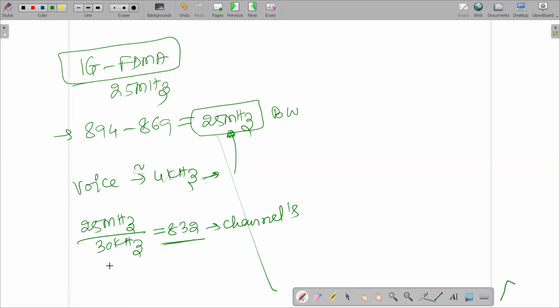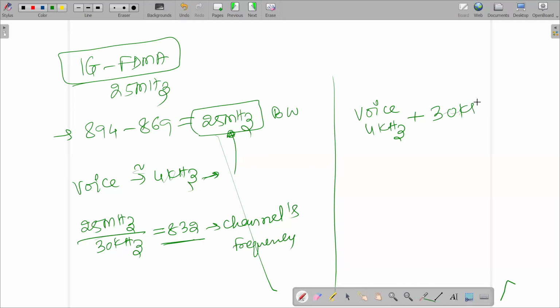Channels, 832 channels of each 30 kilohertz. Okay. So here my voice is at 4 kilohertz, but this 4 kilohertz I cannot directly transmit, so I use this channel frequency to transmit, meaning 30 kilohertz. So this voice will be transmitted onto the 30 kilohertz at 800 megahertz. Okay. So this will be our channel bandwidth, right?